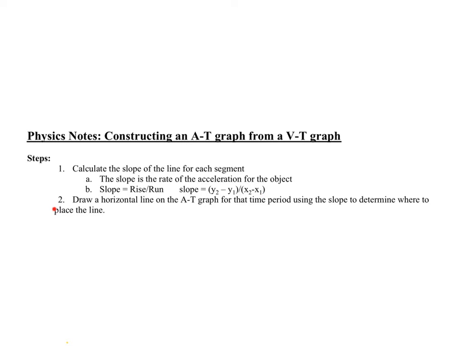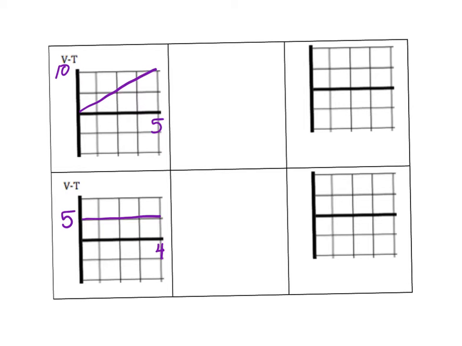Your second step then when creating your acceleration graph is to draw a horizontal line on that graph for the same time period using the slope to determine where to place your horizontal line along your y-axis. So let's help this make sense with a few examples. So if you're following along on the guided note sheet, I went ahead and filled in the graphs on the left. Yours on the guided note sheet are blank, so I would just draw them to match.